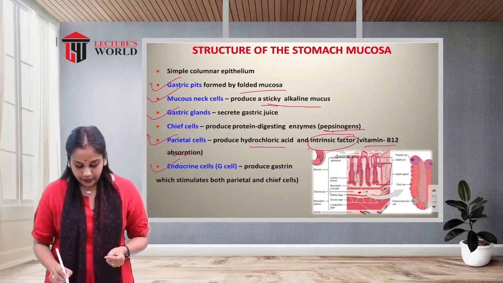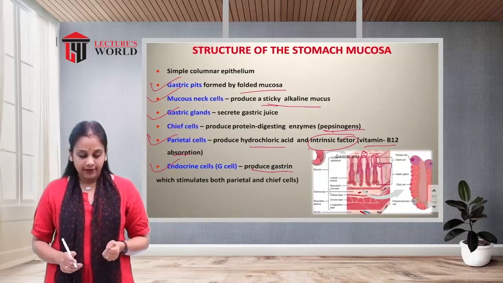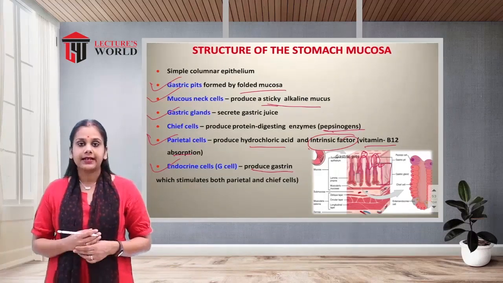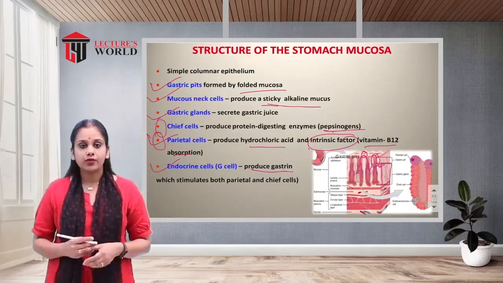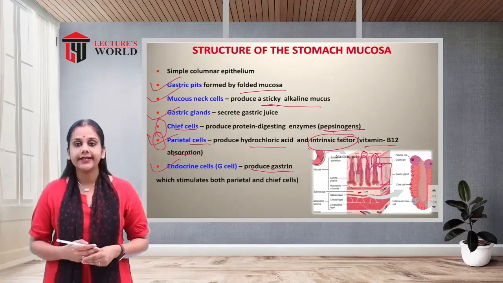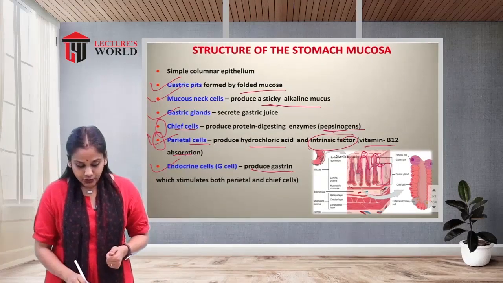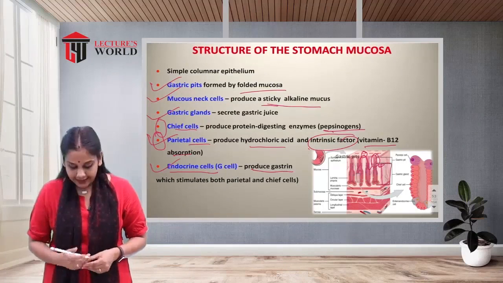Then endocrine, or we can say G cell. Okay, G cell produces gastrin which stimulates both parietal and chief cells. Okay, parietal and chief cells. So for the stimulation of the parietal cells and chief cells, there is a need for gastrin. So endocrine cells, or we can say G cells, produce the gastrin.